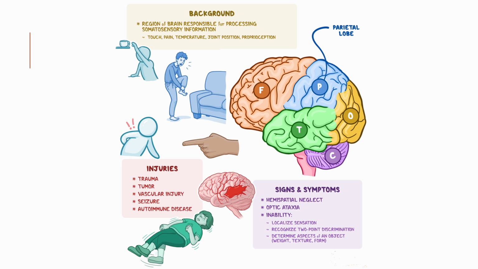The parietal lobes also have an important role in spatial awareness. Damage in the parietal lobe often produces distortion of perceived space and neglect of the contralateral side.